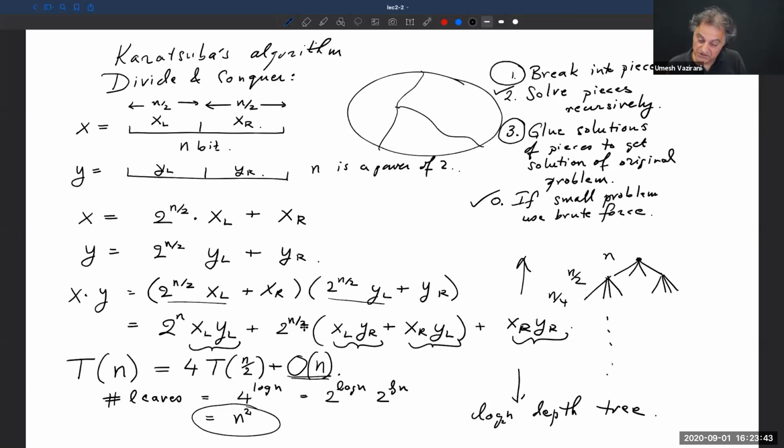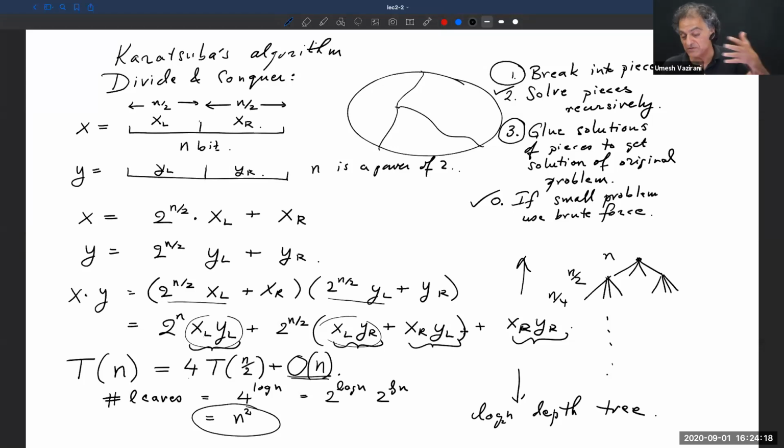Right, so in addition to doing the recursive calls, which take us 4 times T of n over 2 time, we also have to do order n extra work to clean up. Okay, so going back to our basic philosophy of divide and conquer, what it says was, well, we break into pieces, we solve the pieces recursively. So we broke into pieces by breaking x and y like this, right? Then we solve the problem recursively by saying, do these computations recursively, right?